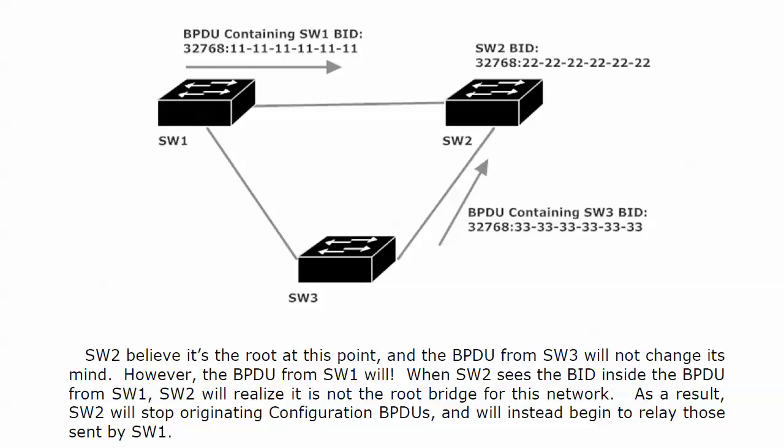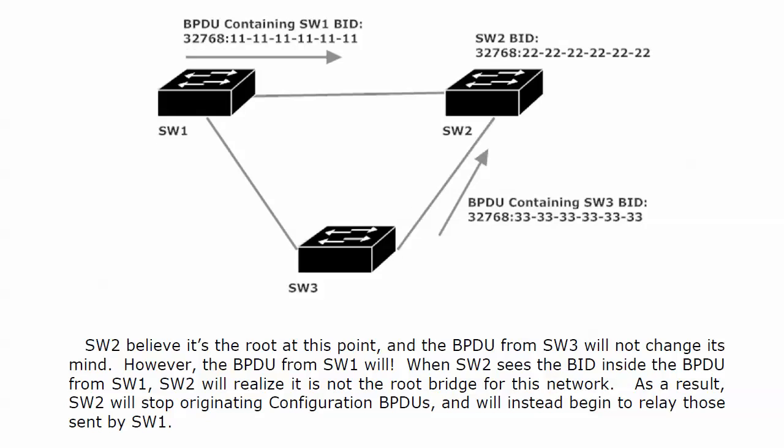Now, how do things look for switch 2? Well, switch 2's got a bid, and it believes it's the root when all three switches come online at the same time. The BPDU that's coming in from switch 3 is not going to change its mind, because that BPDU has switch 3's bid. It is an inferior bid, and switch 2 says, hey man, I'm still the boss. But when the BPDU comes in from switch 1 and the bid inside is superior to its own bid, switch 2 says, you know what, I'm not the root. And switch 2 will then do two things. It will stop originating configuration BPDUs that announce itself as the root, and instead it'll just start relaying those BPDUs that are sent by switch 1.